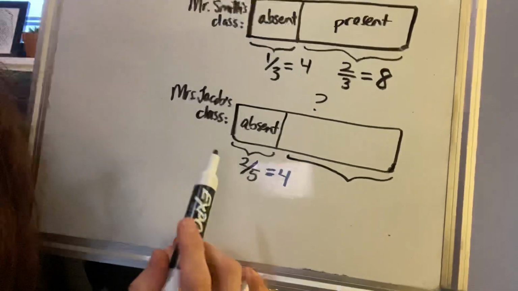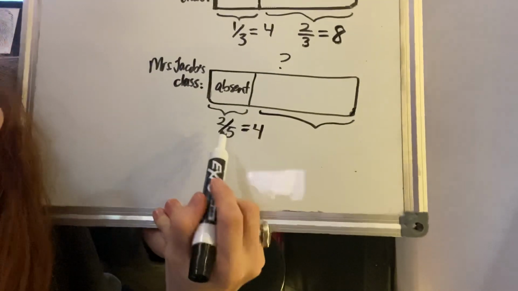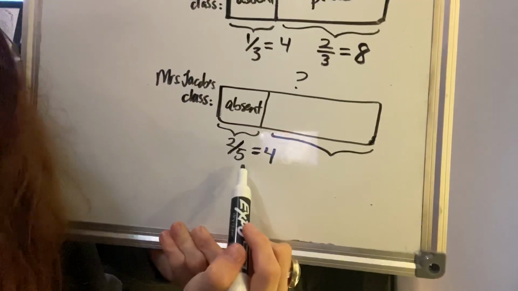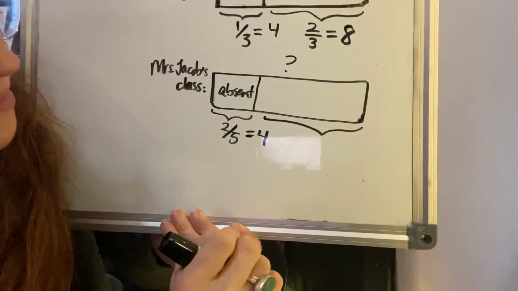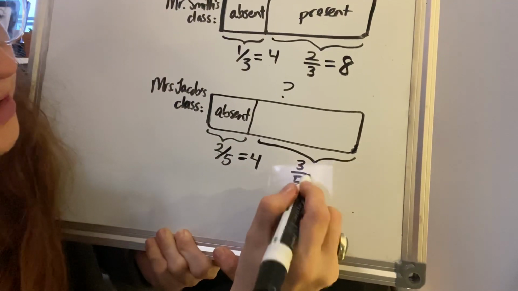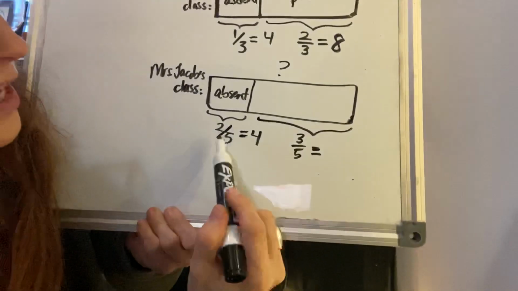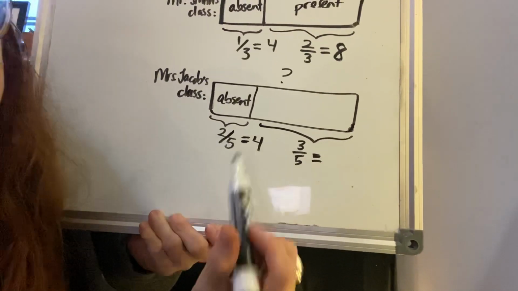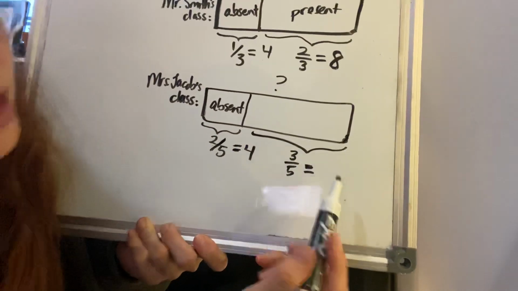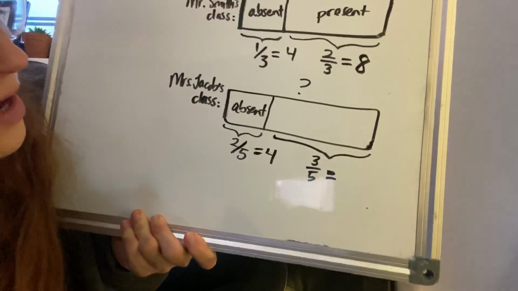Now let's look at Mrs. Jacobs' class. We know that 2/5 are absent and that 2/5 equals 4 students. We don't know what the 3/5 represents. And it's not easy. I can't just double it. 2/5 doubled would be 4/5. I can't just do that in this case. So what can we do? What have we done in the past?